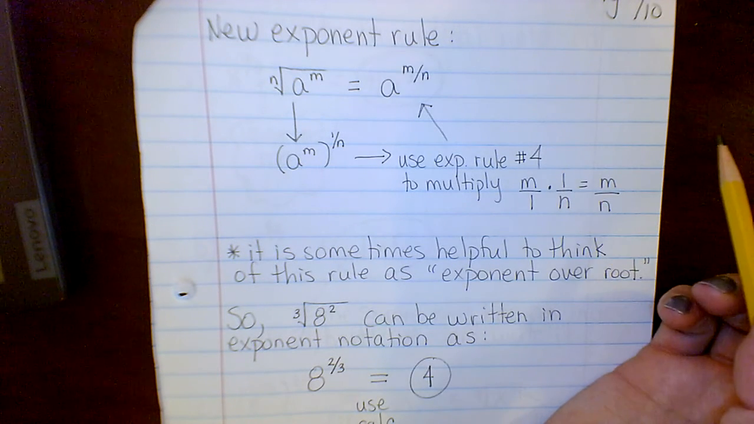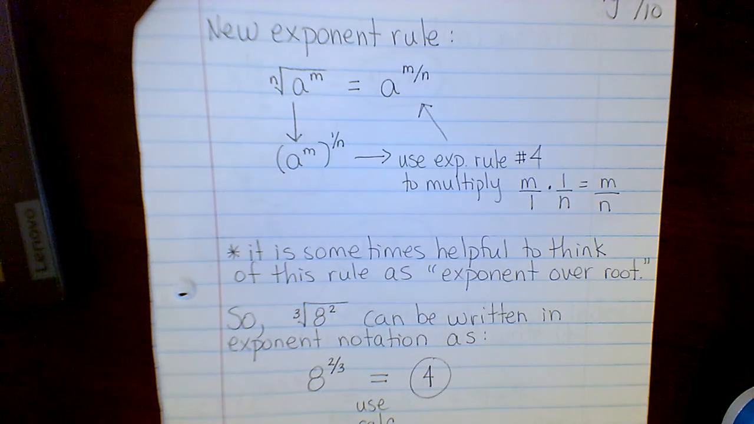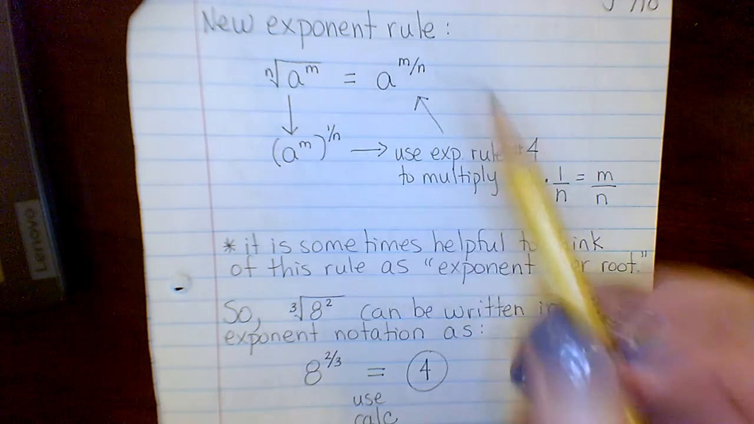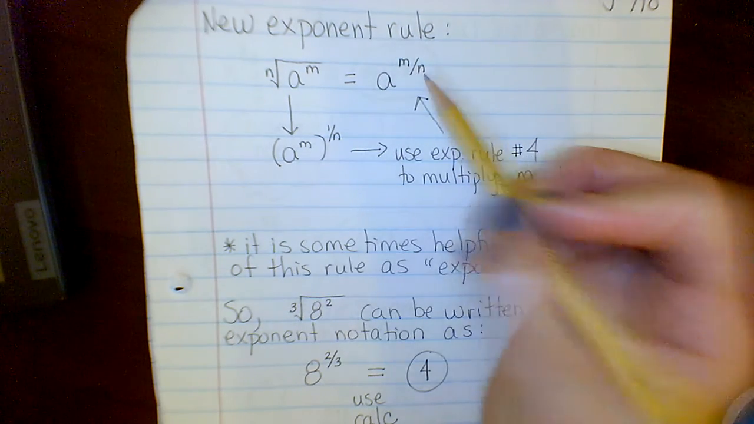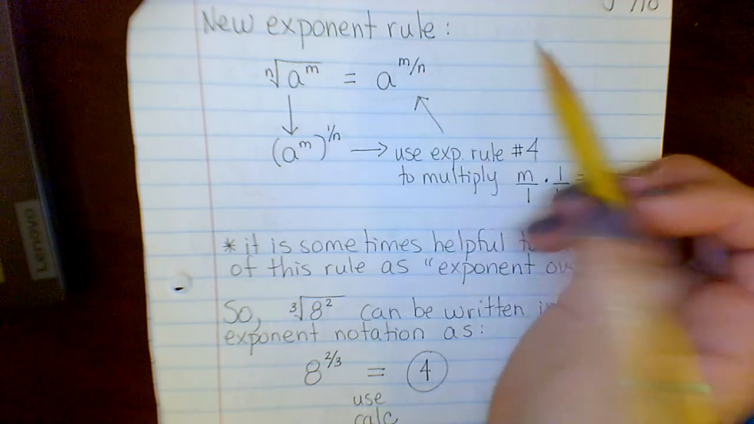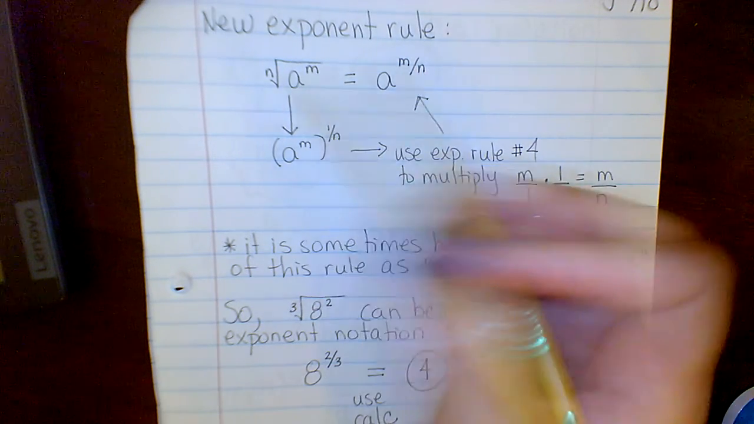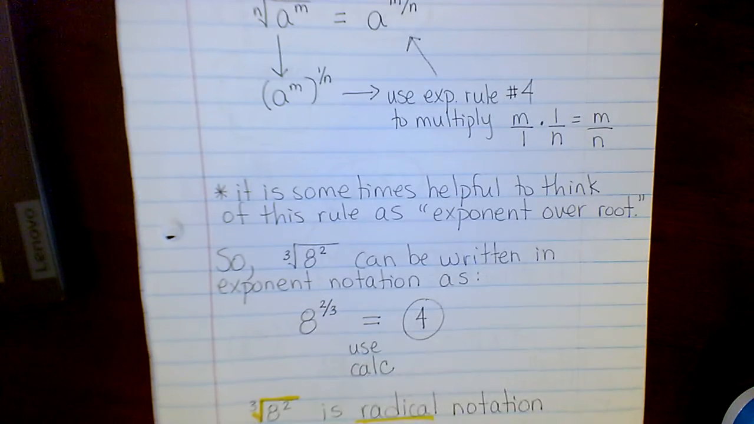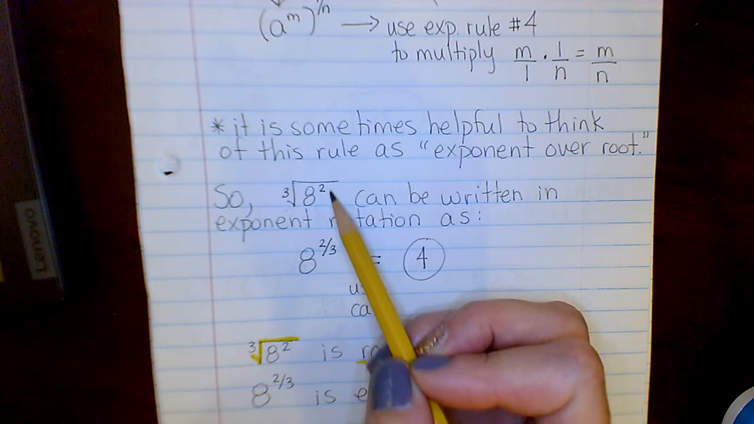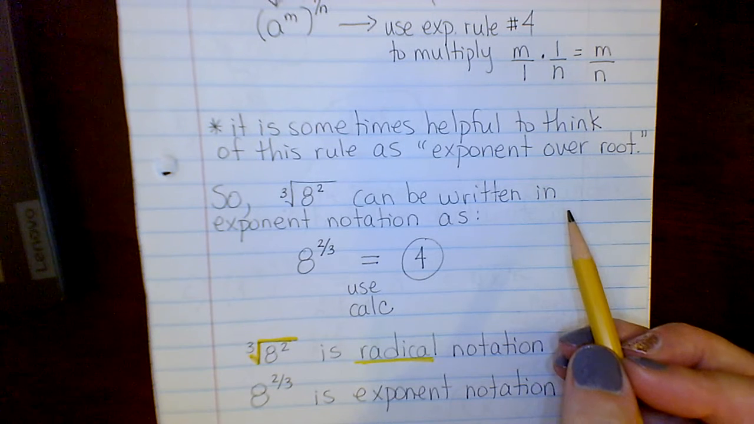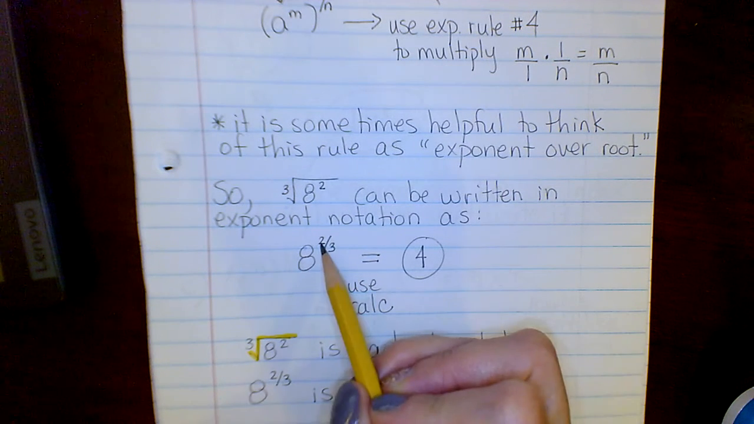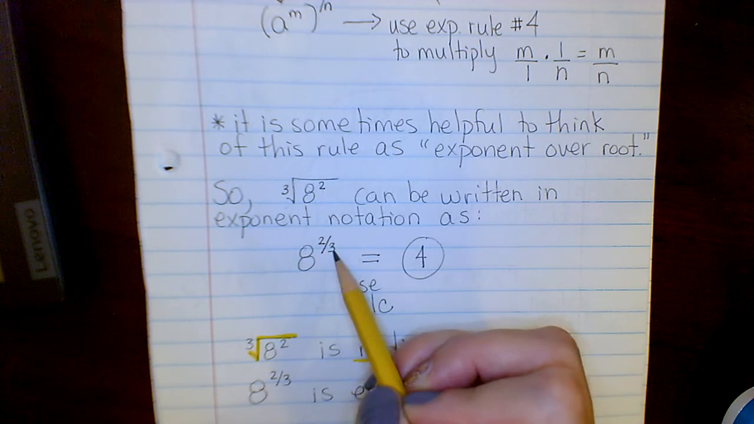A lot of students tell me that they find it helpful to think of this rule as exponent over root. That helps them remember which one goes on top, which one's bottom. The exponent is on the top, the root is on the bottom. So this means the cube root of 8 squared can then be written in exponent notation as 8 to the 2/3 power. Exponent over root.